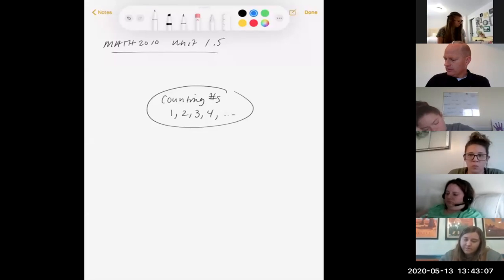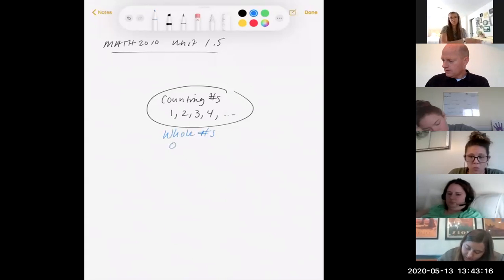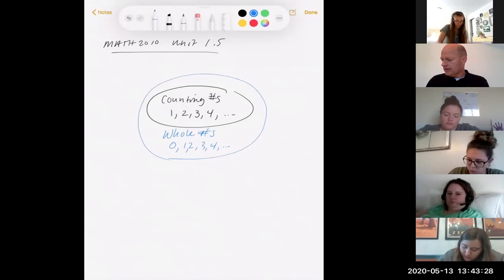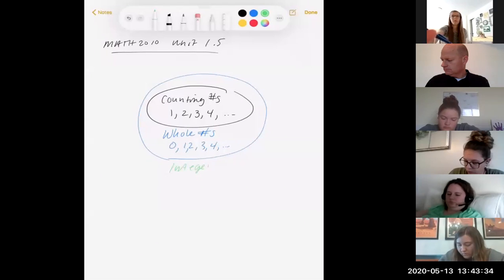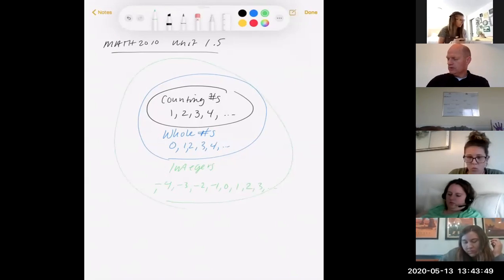Okay. The next level of numbers are the whole numbers. And whole numbers are the counting numbers, but they do include zero. Okay. So put a big circle around that. And then the next level is the integers. Okay. The integers are the negative numbers and the whole numbers. Okay. They're all in one big group there. Okay, so that's where we're going to stop for now.